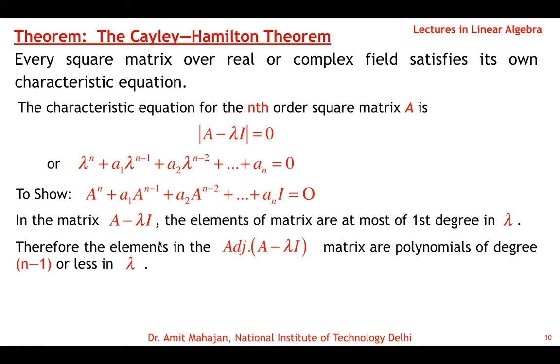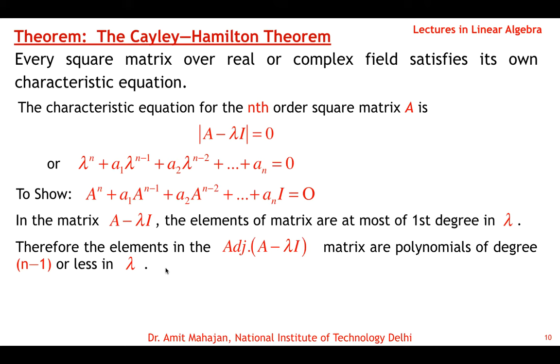So if you calculate the adjoint matrix of A minus lambda I, the elements in the adjoint matrix are polynomials of degree n minus 1 or less in lambda. This is because to calculate the adjoint we remove one row and one column to calculate the cofactor at any point, so the determinant of the remaining matrix will have a polynomial in lambda of degree n minus 1 or less.